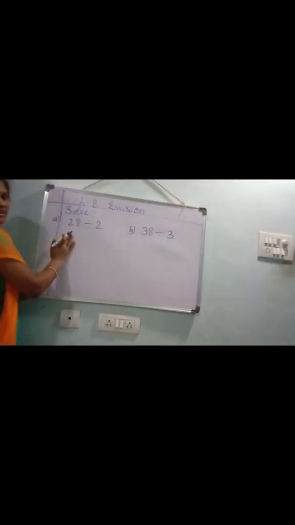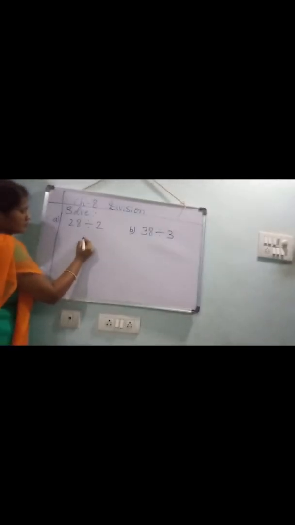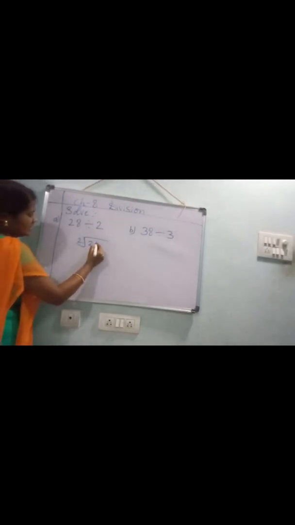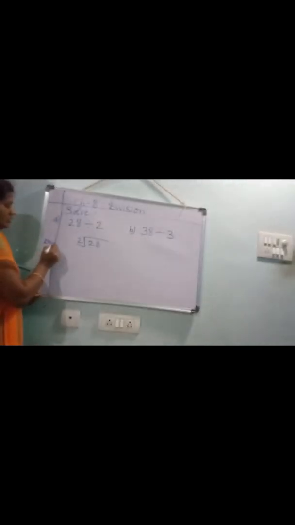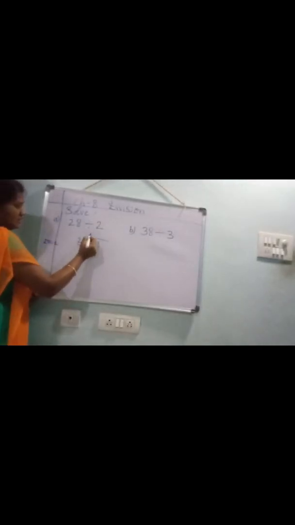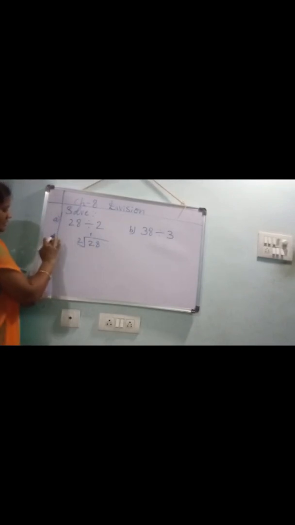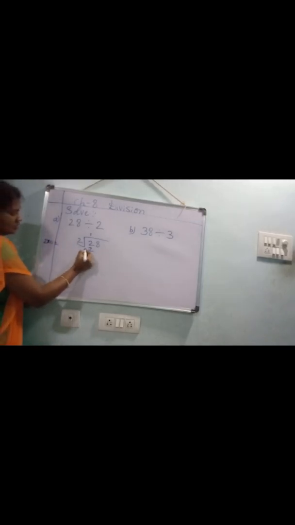See, children, do this. What you have to do? This is the divisor, this is the dividend. 2 ones are 2. 2 into 1 is equal to 2. This 1 you should write here. Next, this product, which number came? Product 2. That one you should write here. You should do minus from this number. 2 minus 2, 0.